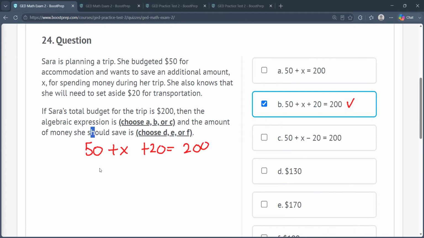So 50 plus 20 is 50, 60, 70. 50 plus 20 is 70 plus X equals 200. And then subtract 70 from both sides. You get 200 minus 70, which is 130. So the second part says we can only choose D, E, or F, so it's going to be D.